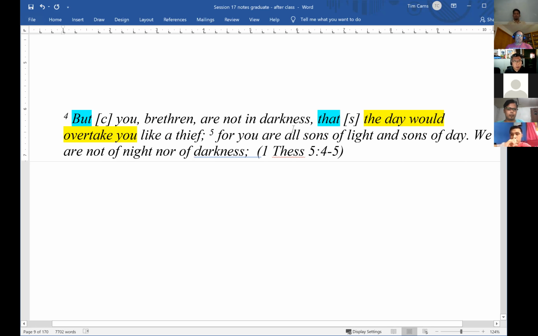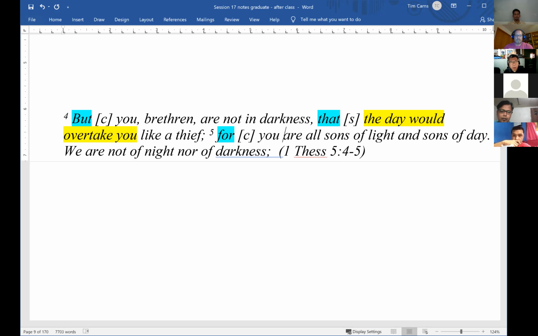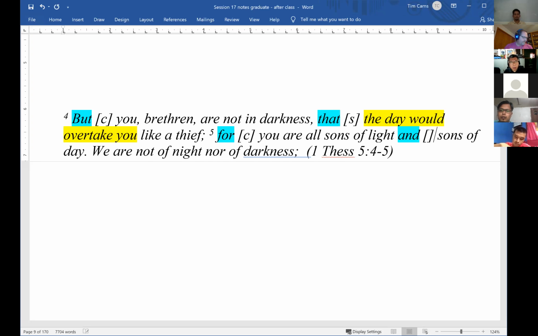In verse 5, it's for. Good. And it is a subordinating conjunction. Correct. Next conjunction is and, also in verse 5. Okay. And what kind is that one? And is a coordinating conjunction. Right, it's an and boy.